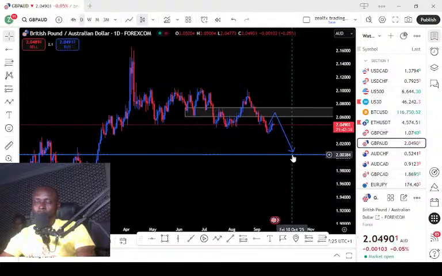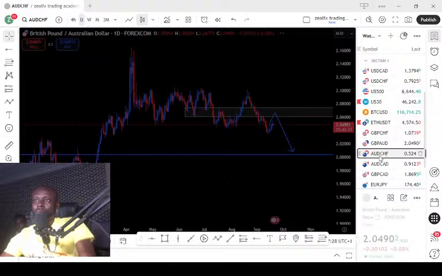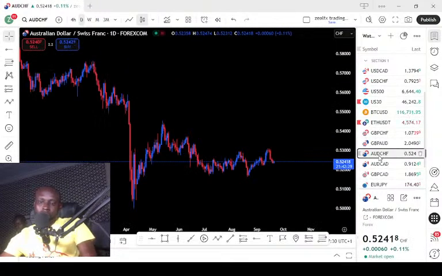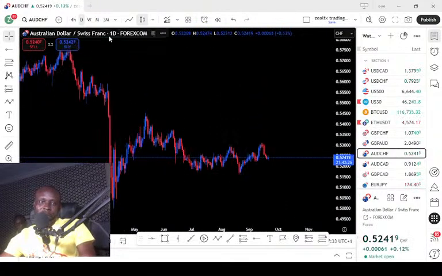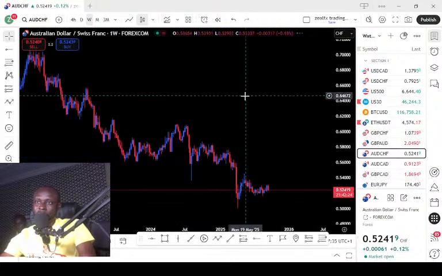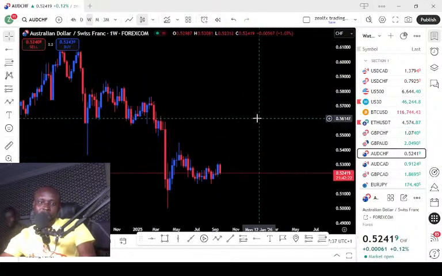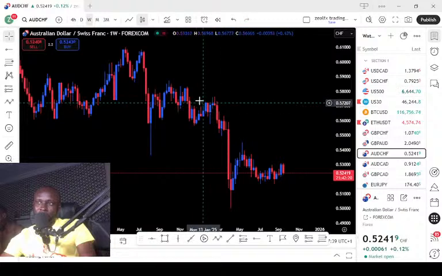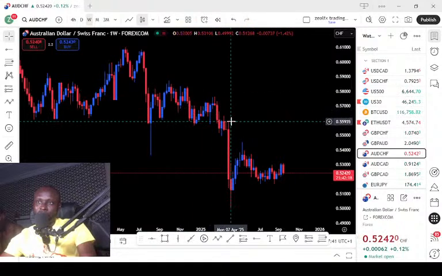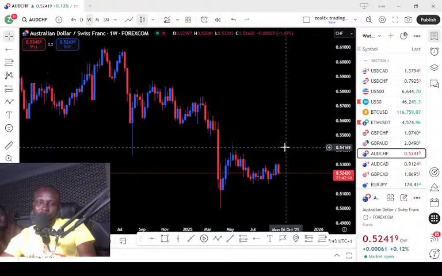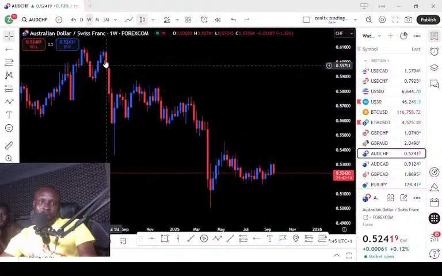So let's look at our next pair, which is the Australia CHF. Australia CHF, let's go to the weekly chart. So on the weekly chart, Australia CHF is on a downtrend. We can see that we have a series of lower highs, which indicates a possible selling opportunity for Australia CHF. So let's go to the daily chart.